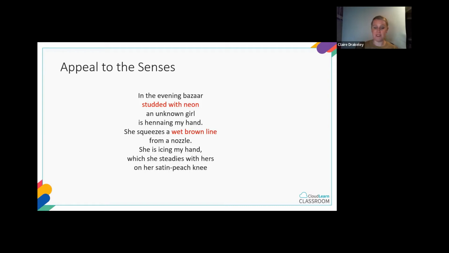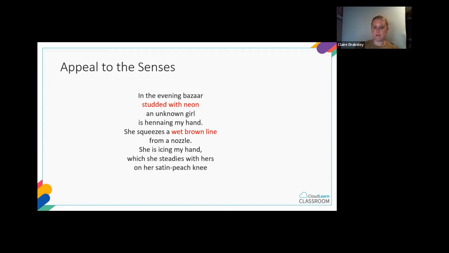This is a very apt description if you've ever had henna yourself or you've seen it applied. This is likely to evoke strong memories of that by describing the feeling and the sensation here. These two adjectives tell us that the henna feels wet and looks brown.